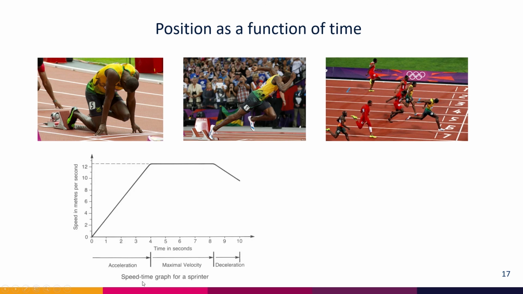Below, we have the speed-time graph for a typical sprinter. So the sprinter starts at zero velocity, zero speed, and accelerates, so increases speed. At some point, reaches the maximum speed, or maximal velocity, and stays at that for a short period, and then towards the end of the race there's a tendency to slow down.